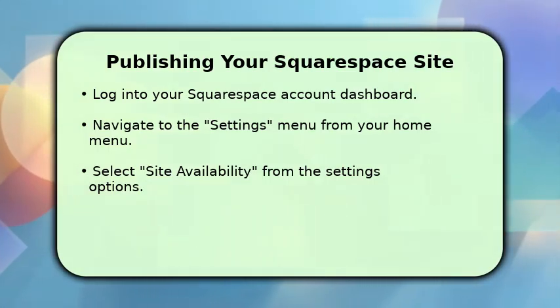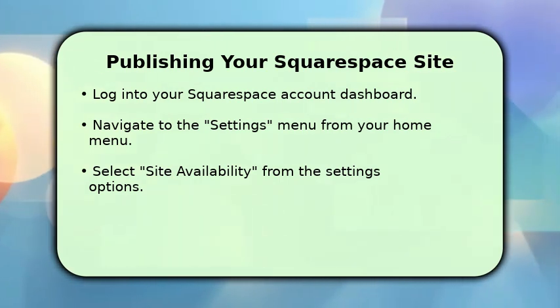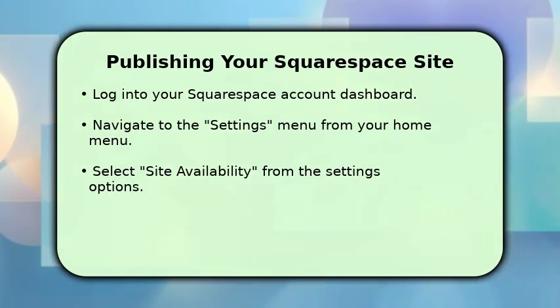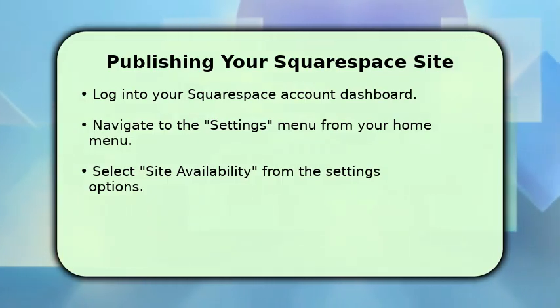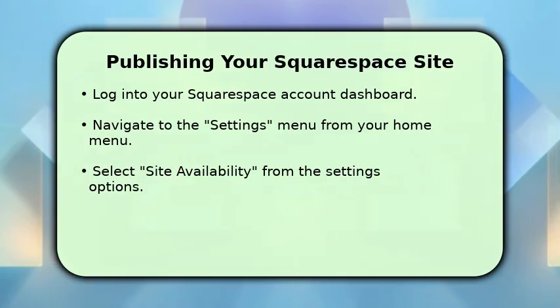First, log into your Squarespace account and access your site's home menu. From there, click on Settings. Within the Settings panel, locate and select Site Availability. You will see options for your site's visibility. Choose Public to make your site accessible to everyone, then click Save to apply these changes. Your site is now live.